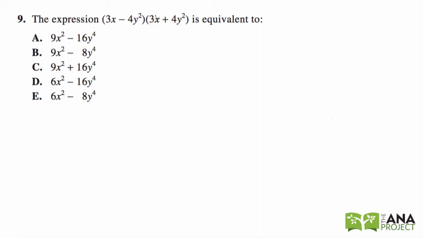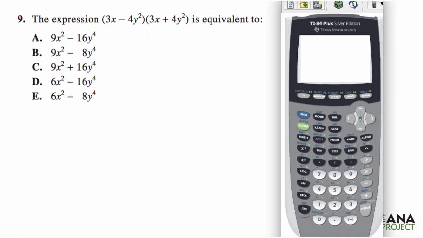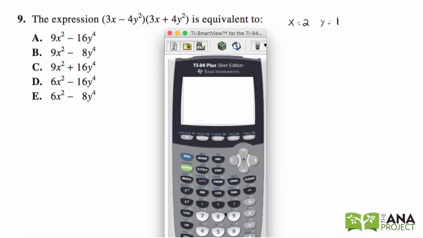So hypothetically, let's just pretend we don't know how to use FOIL, or maybe we're not really comfortable with it. See how there's variables in the answer choices? We're going to pick numbers for the variables in the answer choices. So we have an x and a y. So I'm going to say x equals 2 and y equals 1. So for everywhere there's an x, we'll substitute a 2, and for everywhere there's a y, we're going to substitute a 1. And for this kind of problem, it's really easy to just use your calculator to avoid mistakes.